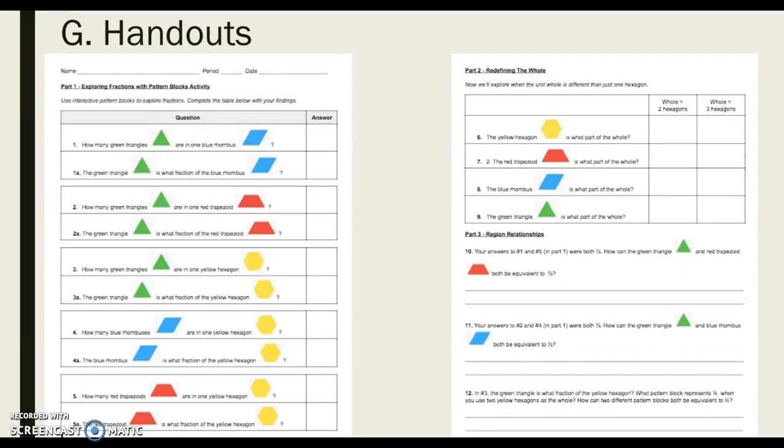This is an example of our first handout designed to use on day one with the virtual manipulatives. It's a front and back worksheet that students will go through and complete as they use the manipulatives on their Chromebook or iPad.